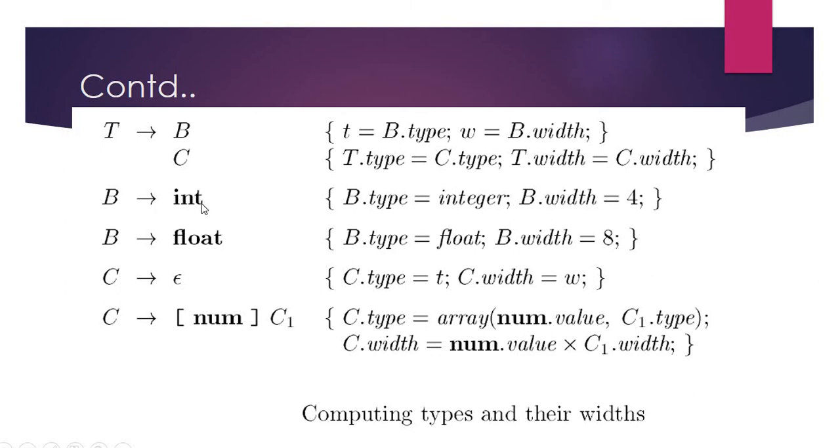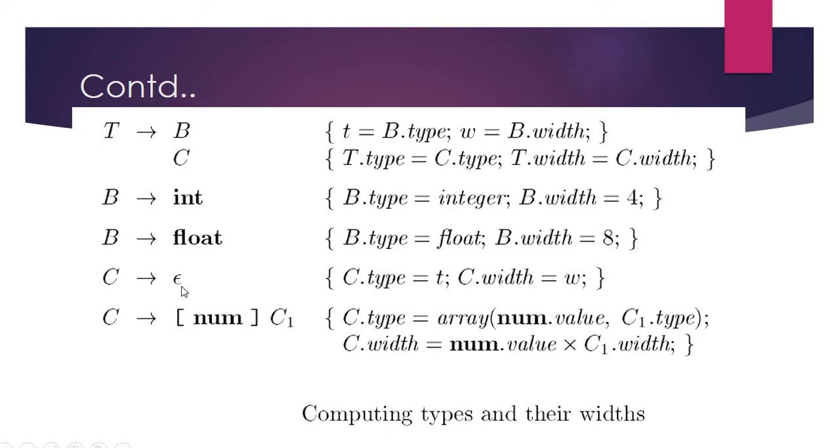So B produces int. What is the semantic action for that? B.type equals integer. Similarly, B produces float, so B.type equals float. And as I mentioned earlier, if it is integer, the width will be 4. If it is float, the width will be 8.